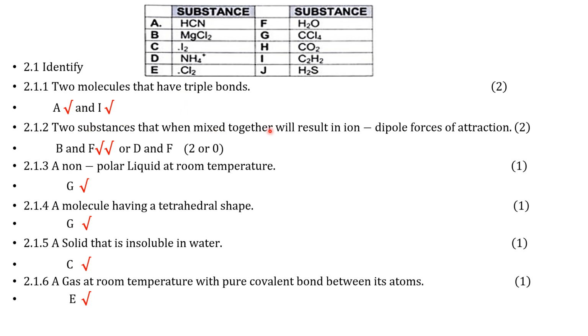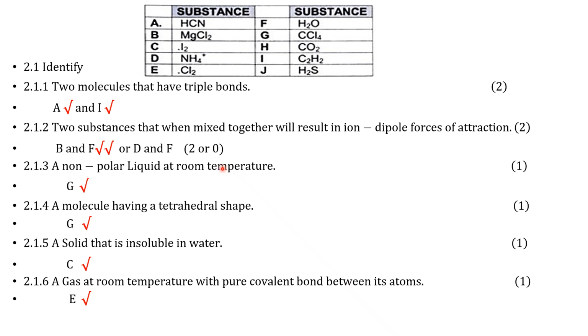Two substances, when mixed together, will result in an ion-dipole force of attraction. So P and F. If I take magnesium chloride and mix it with water, they will form an ion-dipole force. Or T and F, if I take ammonia and mix it with water, hydrogen would leave there, that would form an ion-dipole force. So either you have both of them correct and you get 2 marks, or one of the two is incorrect and you get 0.